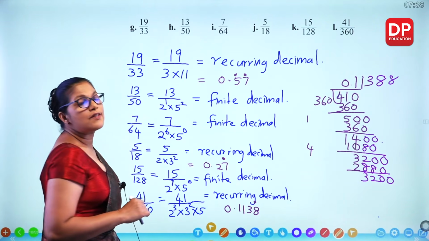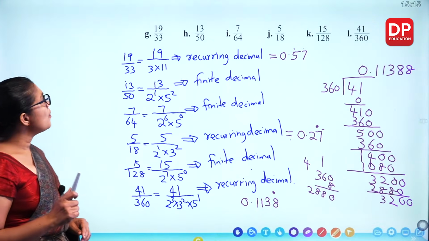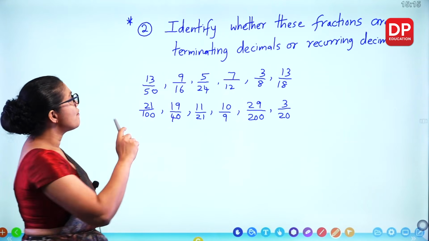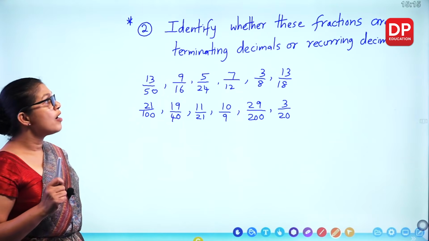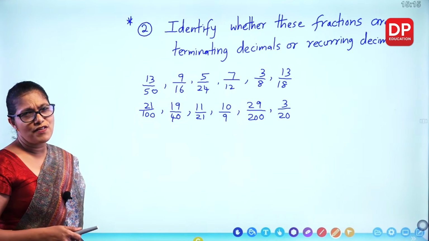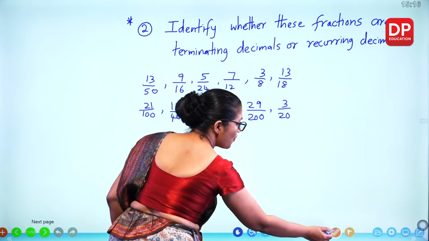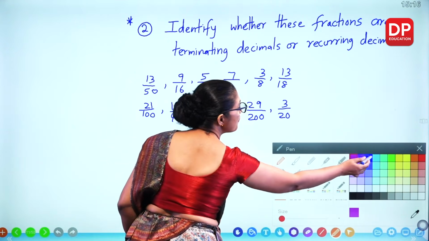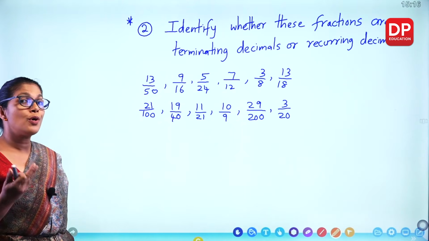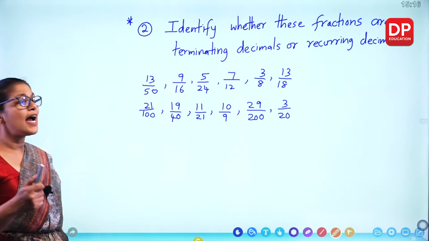Only 8 is recurring. So I can put a dot above 8. Now we'll see how we can identify whether a fraction is a terminating or a recurring decimal at once, without doing long division. So here we know that if you can write the fraction as p over 2 to the power m into 5 to the power n, those are terminating decimals or finite decimals.